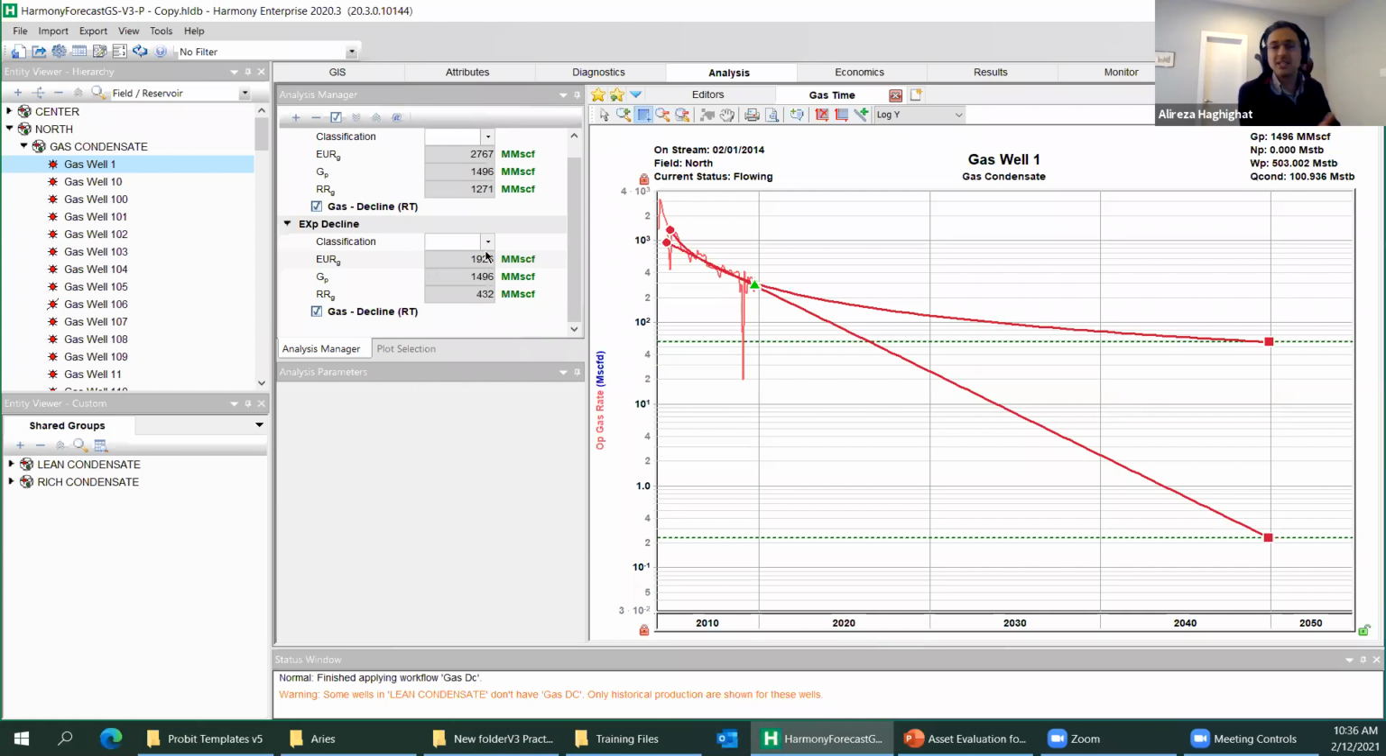We are seeing around 30% uncertainty, and this will affect the economics of the well. This will affect the estimation that we have for our well performance. Each of these curves needs its own surface facilities.